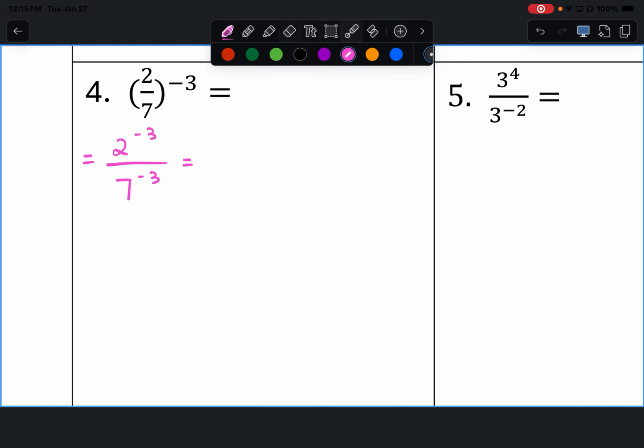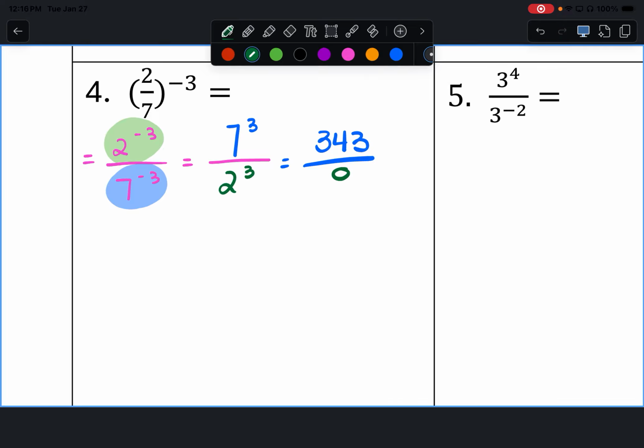So from here, where is that 2 to the -3 going to have to move to? The bottom. And it will become 2 to the 3rd power. Then in the denominator, we have 7 to the -3rd power. Where is that going to have to move to? The numerator, to 7 to the 3rd power. So what is 7 to the 3rd power? 343. And what is 2 to the 3rd power? 8. There we go. That's number 4.